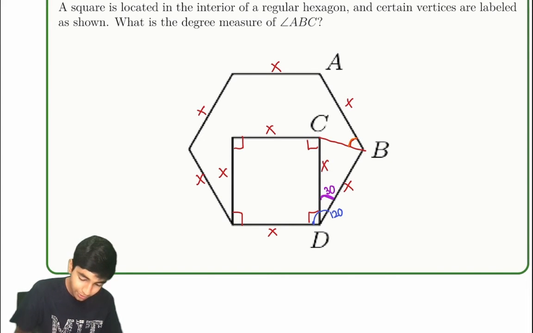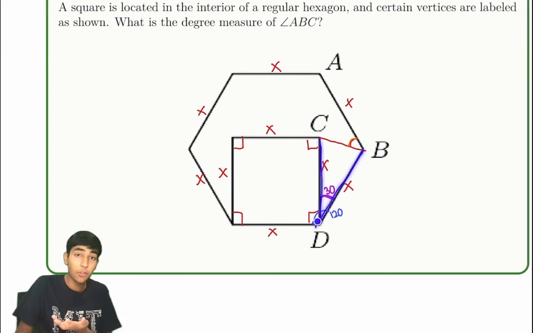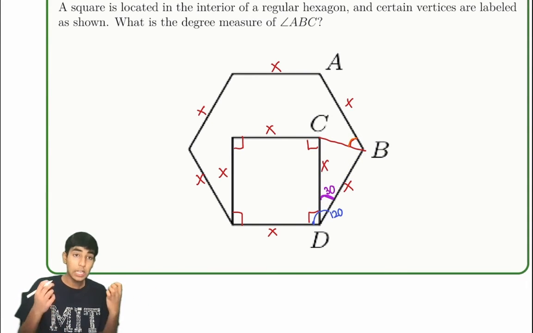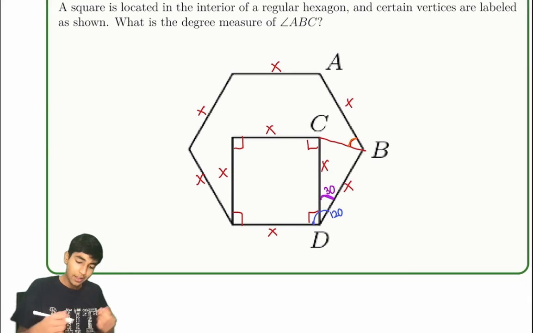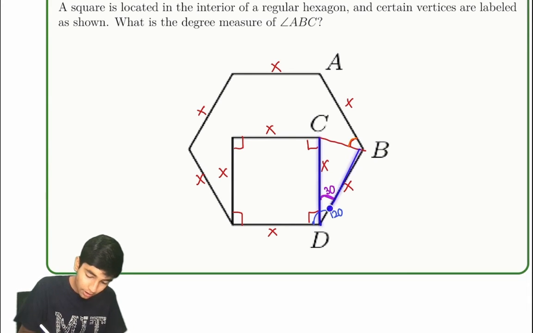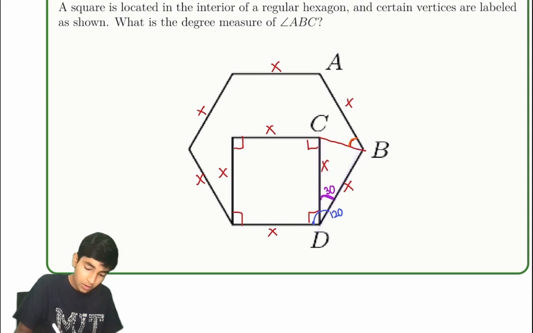Also, the key thing to notice here is x, right? Because they're both sides of a regular polygon. And notice how the side length of the square and hexagon are equal. And that means that these two side lengths are equal as well. And we're looking for this angle. Does anything click right now? Any property we learned?